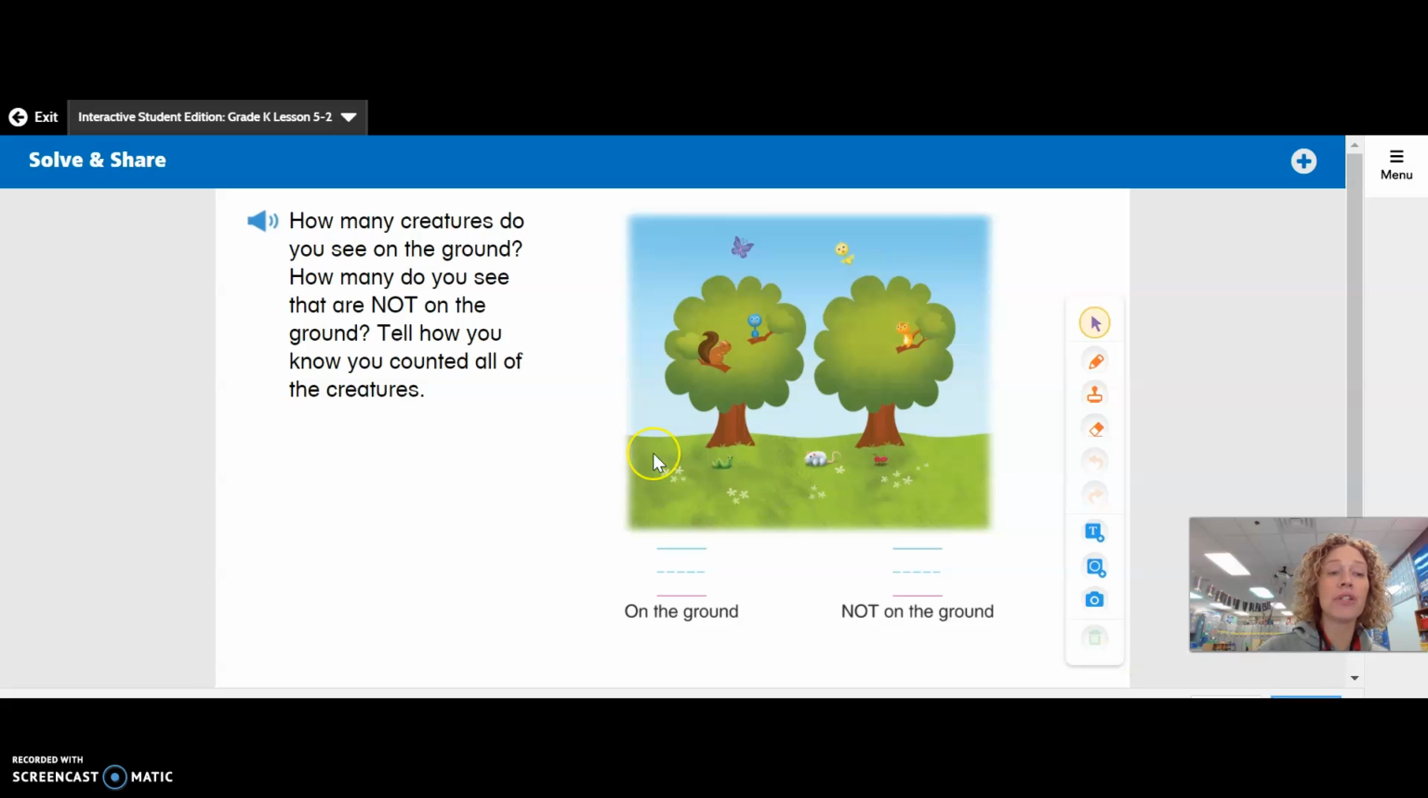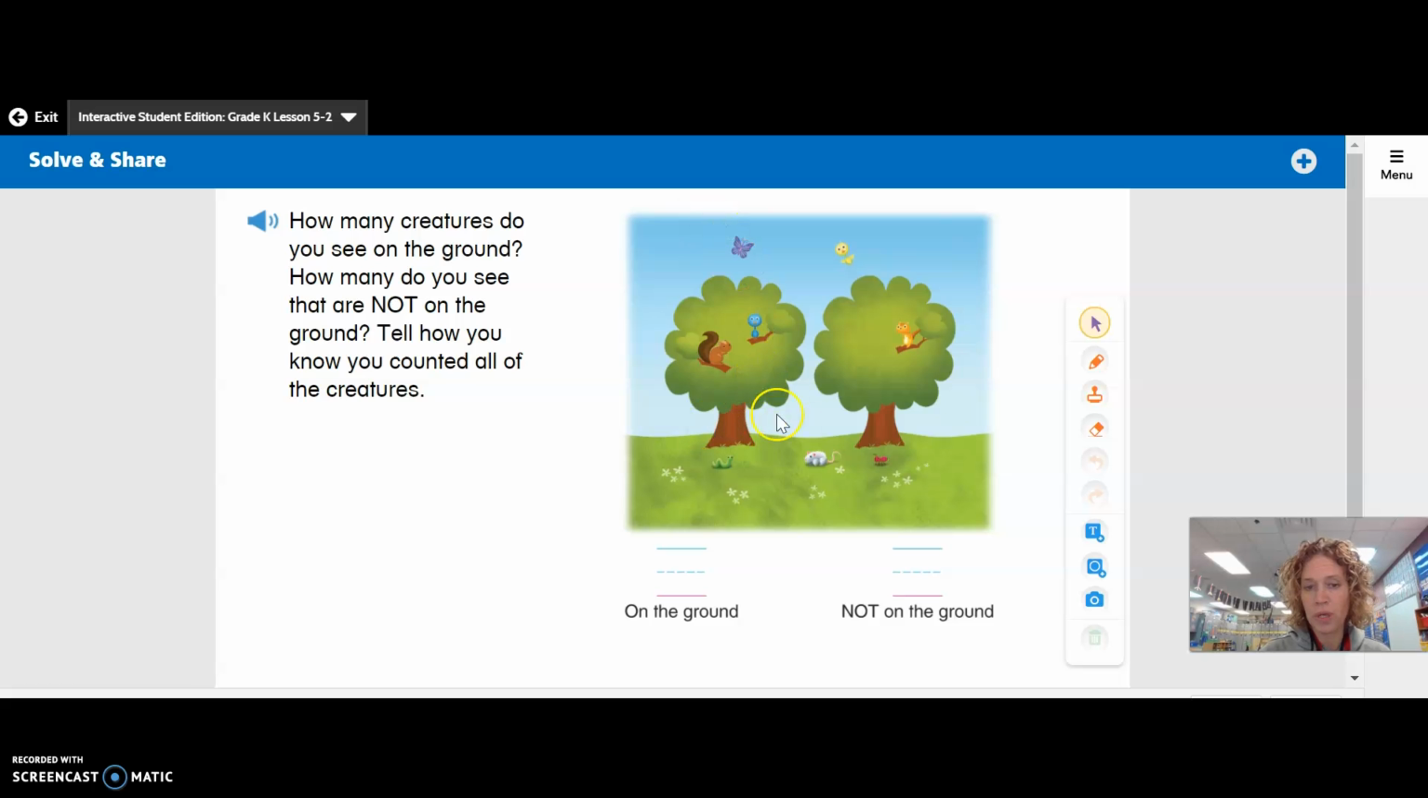Wonderful. Here's our solve and share. Listen carefully. How many creatures do you see on the ground? How many do you see that are not on the ground? Tell how you know you counted all of the creatures. All right. So they want us to tell how many creatures do we see on the ground.